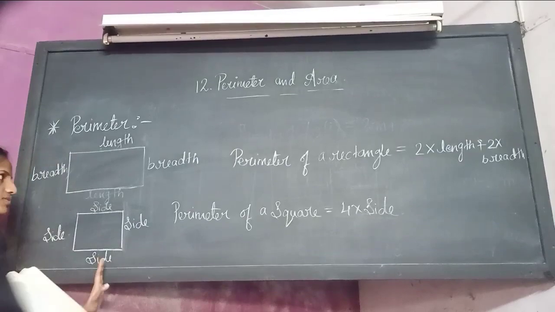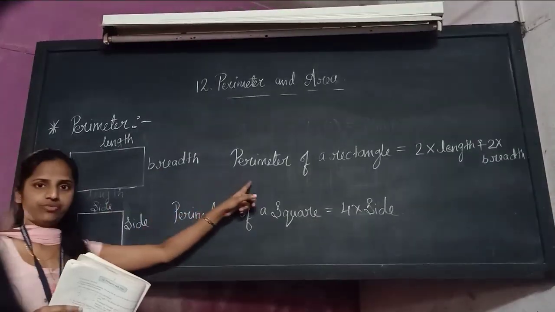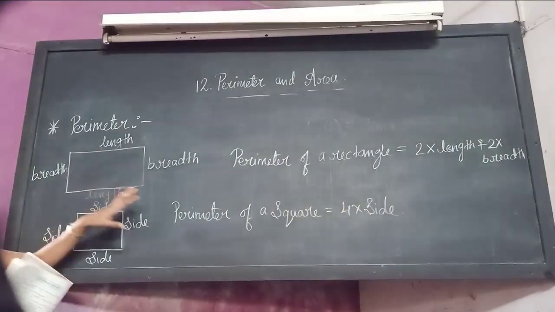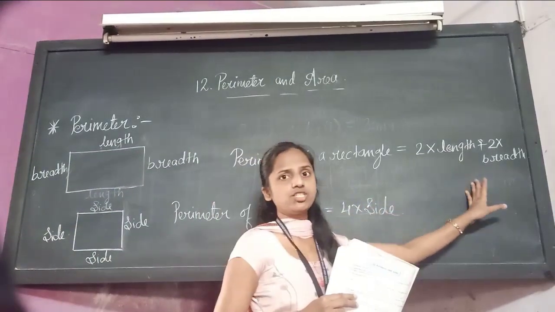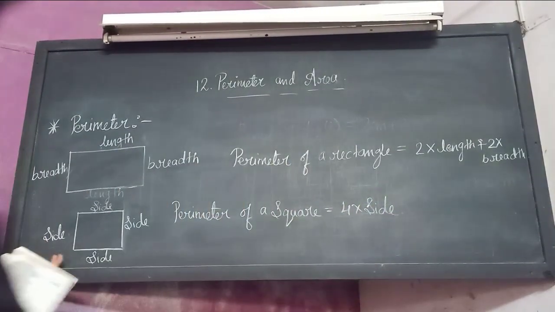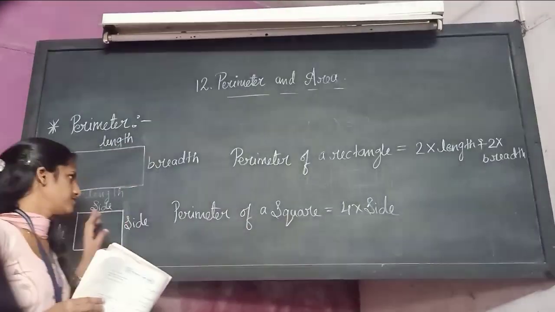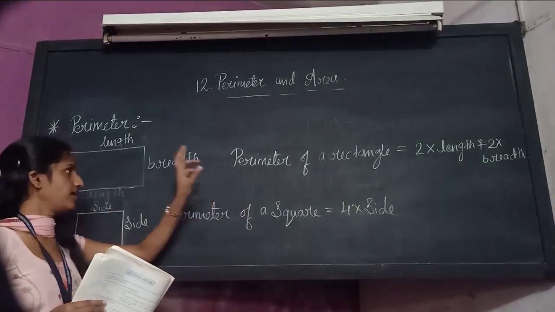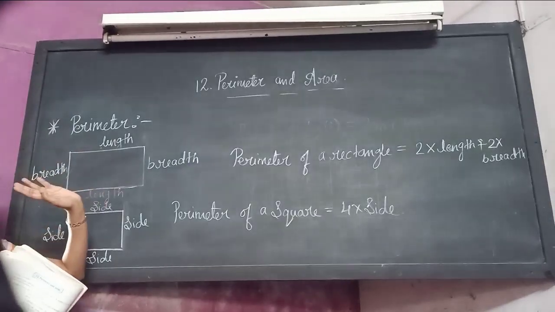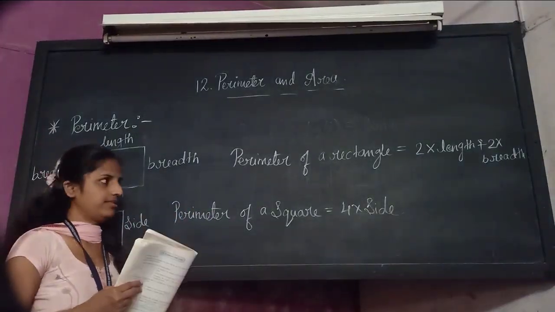Okay, just remember this thing. Whenever they have told to find out the perimeter of a rectangle, that time you have to use this formula, that is 2 into length plus 2 into breadth. Whenever the perimeter of a square we need to find, that time you will use the formula 4 into side, because it has 4 sides and a rectangle has 2 length and 2 breadth. So you can remember this formula by this method.